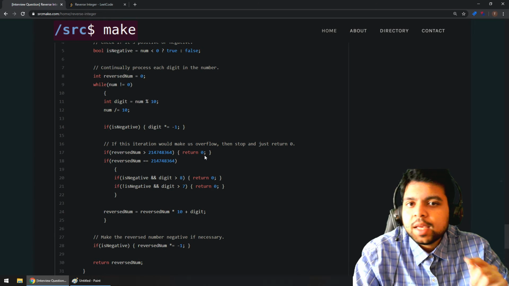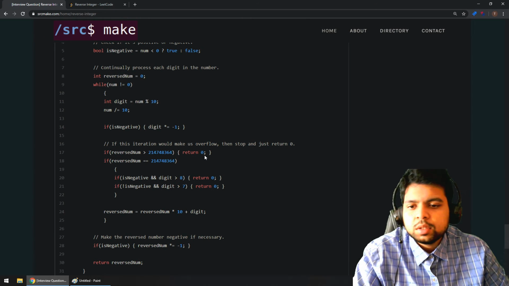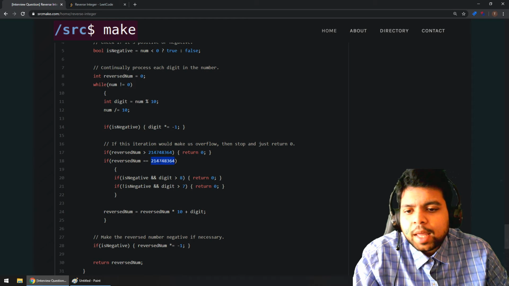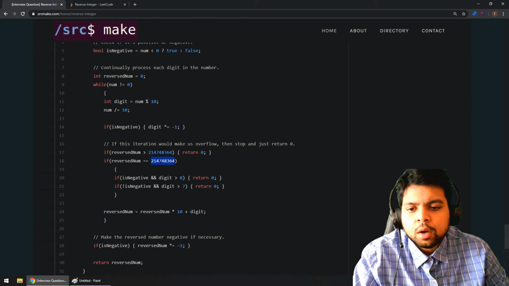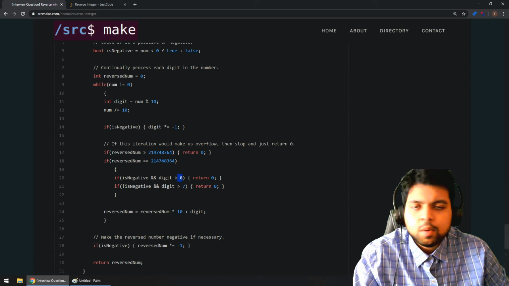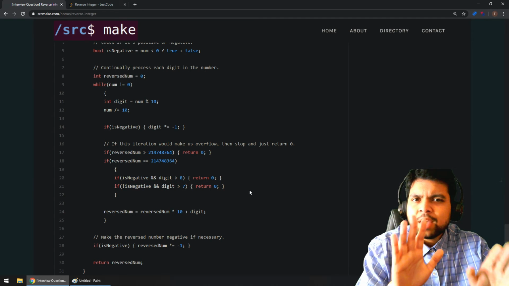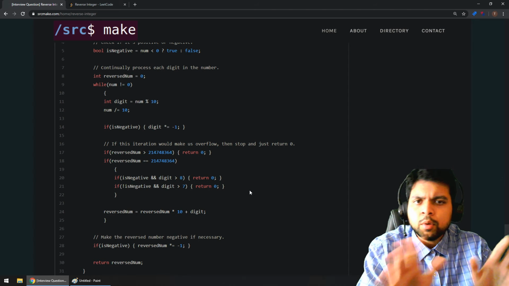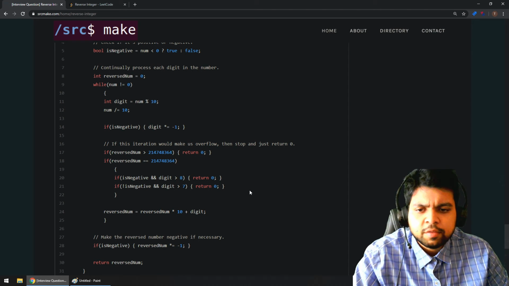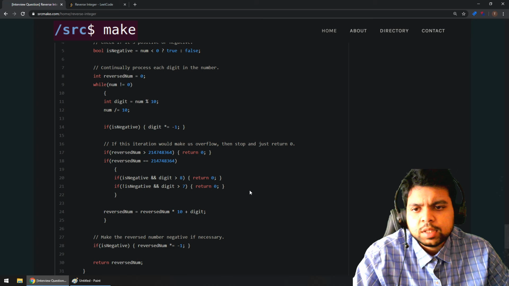The other interesting case is if we're really close to the edge. If we were exactly at this value, but we're about to go over that 7 for the positive case, or we're about to go over that 8 for the negative case, we're not allowed to do that. We're just one value over. So we would return 0 in that case, where we might be right at the 2.1 billion mark, but we were about to go 1 over instead of being under.